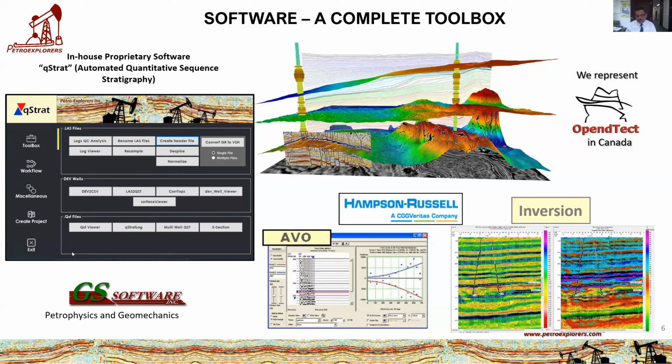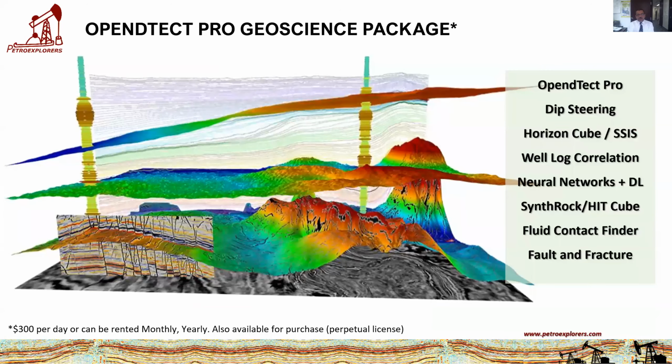So next week we will cover that area as a whole, and Hampson Russell for inversions and AVO has been our base tool, including petrophysics and GS software for the tool. So that is the software base. In OpenDetect, there is a geoscience package which as a whole covers nearly everything, with DGB plugins that include many of the neural network, deep learning, and Synthrock, and the whole workflow, which anyone would have with these plugins. It's like a complete geoscience package or geoscience workbench, you can call it.